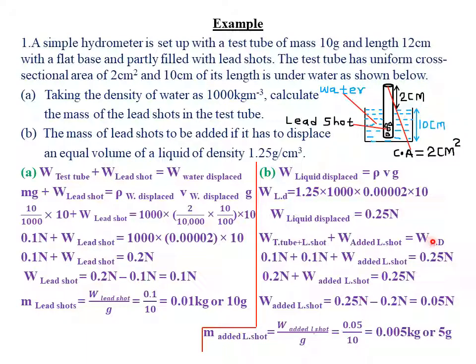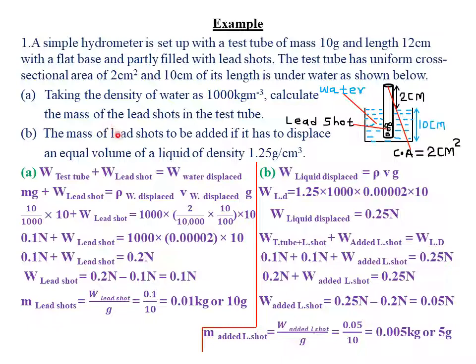Remember, upthrust is the upward force. Then the sum of these weights will be the downward forces. So the weight of the test tube plus the lead shots: initially, the weight of the test tube, we had already computed as 0.1 Newton. Then the weight of the lead shots was 0.1 Newton also. So the weight of the test tube plus the lead shots was 0.1 Newton plus 0.1 Newton, then plus the weight of the added lead shots, which is W added lead shots.